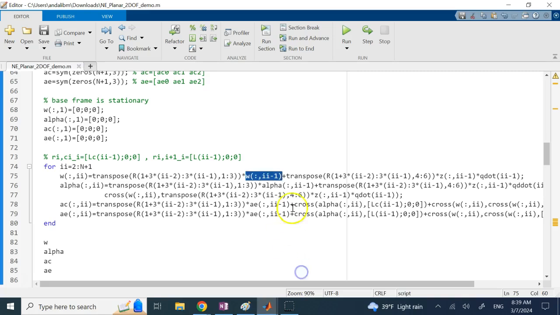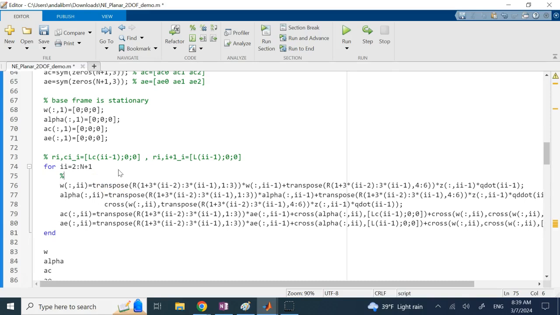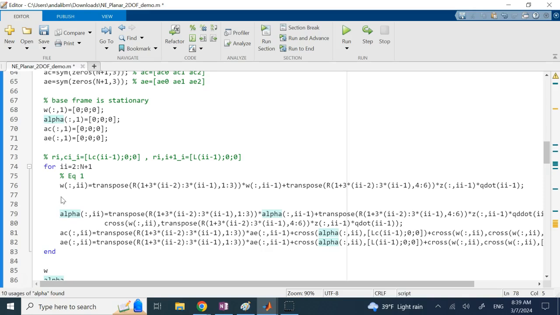Okay, so if you look here, you see these two transposes are used, so we get those matrices that we want. This is the Z, and this is the element of Q dot. So I can say this guy here is equation number 1, right? Similarly, I have equation number 2.